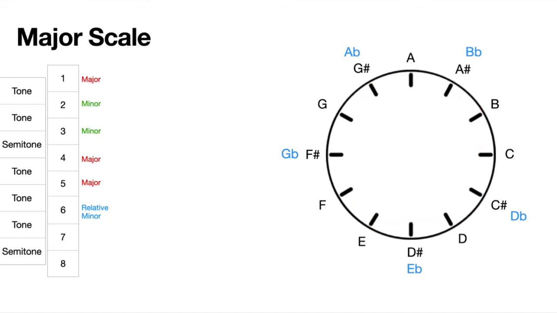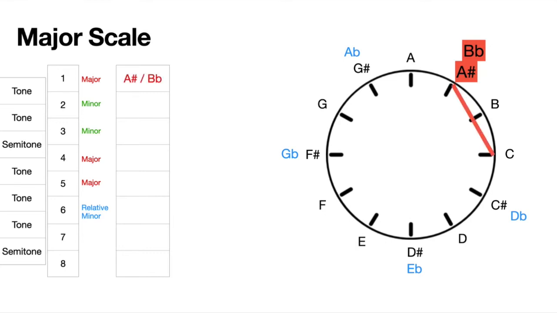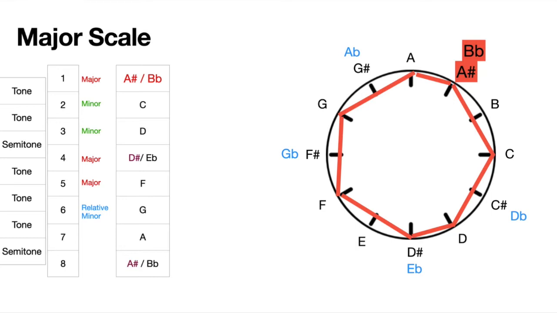So the next one would be either an A sharp or a B flat. We'll figure that out. The first interval is going to be a tone to C, then a tone to D, a semitone to D sharp or E flat, a tone to F, a tone to G, a tone to A, and a semitone brings us back to the root note.